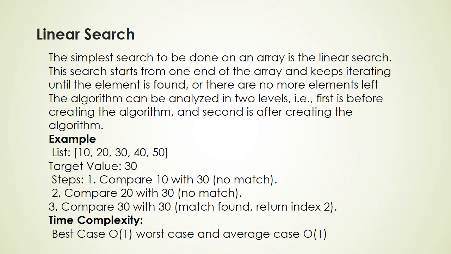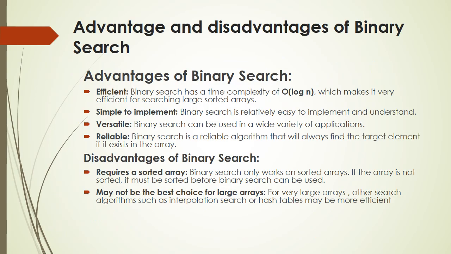Then we compare 20 with 30, no match again. Finally, we compare 30 with 30. We have a match and return the index value 2. As we know, a binary search requires a sorted array. Now we have to explore the advantages and disadvantages of a binary search.